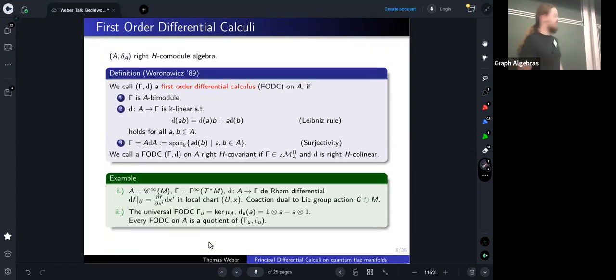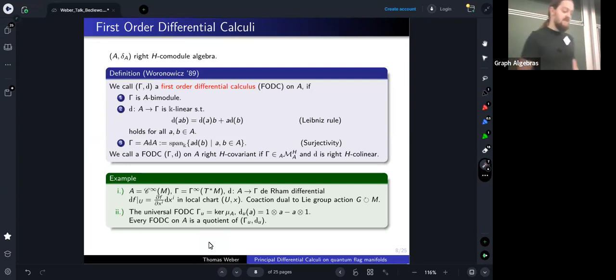Okay, so this was the first part of the first part. Let's come to the differential calculi. So just a very basic slide. In principle, here we just need an algebra, but since later on everything will have a coaction, let's do it for comodule algebras. This definition probably goes back to Woronowicz, I would say. There's of course also early work of Connes, but maybe for this definition I would cite Woronowicz, a very nice paper of '89.